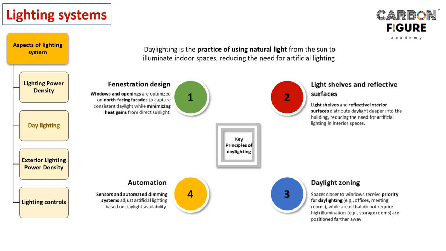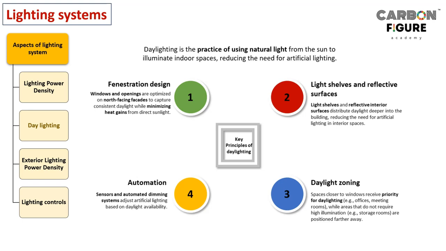So light shelves and reflective surfaces, we have another option. Light shelves and reflective interior surfaces distribute daylight deeper into the building's area, helping to reduce the need for artificial lighting. The third one is daylight zoning. Spaces closer to windows receive priority for daylighting, while areas that do not require high illumination can be positioned farther away. So this is all about how an office space has to be laid out, based on daylight preferences, right?